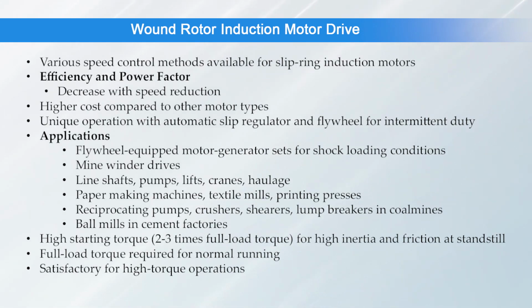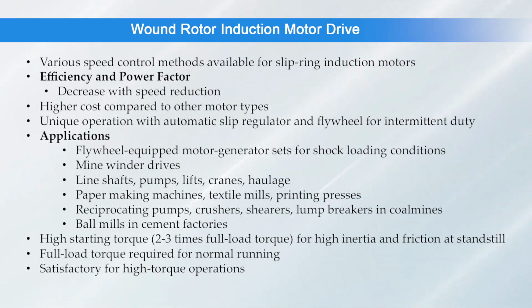Next is the wound rotor induction motor drives. Various speed control methods are available for slip ring induction motors as discussed in the previous lecture. The efficiency and the power factor decrease with decrease of speed. The cost is also higher. However, the operation of the slip ring induction motor incorporating an automatic slip regulator and a flywheel for intermittent duty is so unique that it is worthwhile to use it.